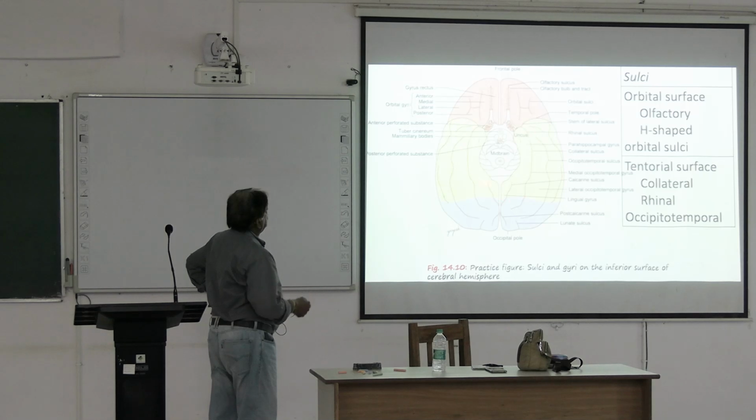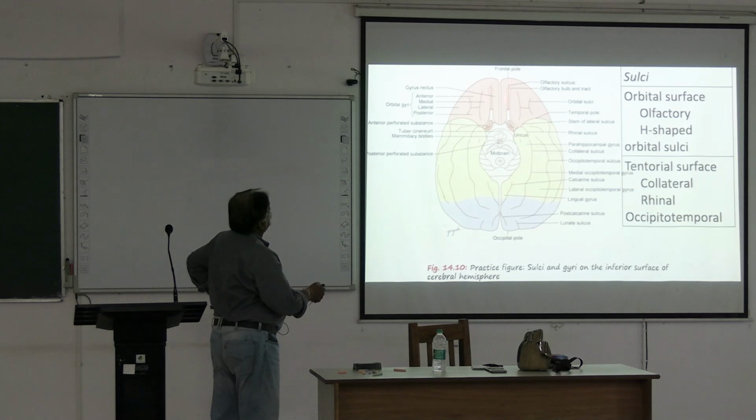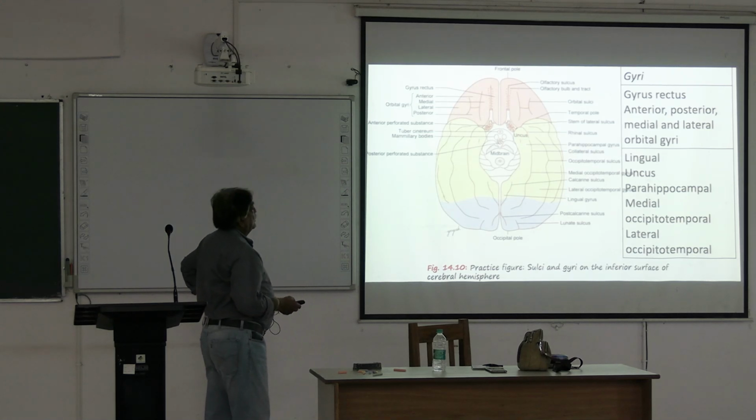This is the under surface of the brain. This is the midbrain, the tuber cinereum, mammillary bodies, and anterior perforated substance here. The uncus is here, olfactory sulcus, olfactory bulb, frontal lobe, this is the occipital lobe. Gyri: rectus, anterior, posterior, medial, lateral orbital gyri, lingual, uncus, parahippocampal, medial occipitotemporal and lateral occipitotemporal.